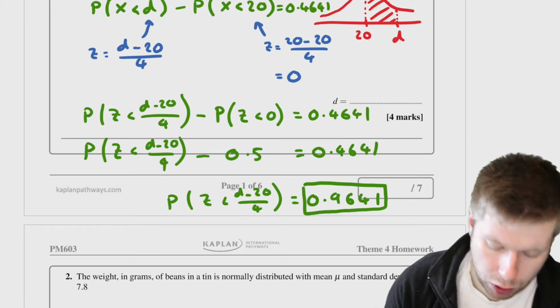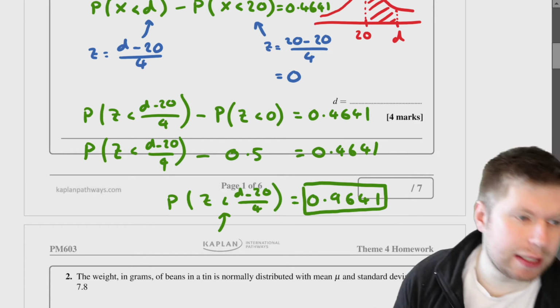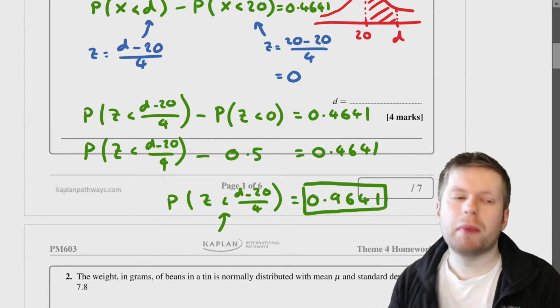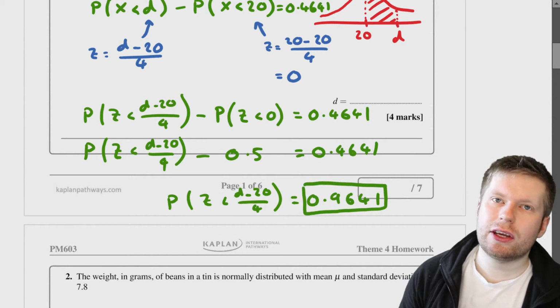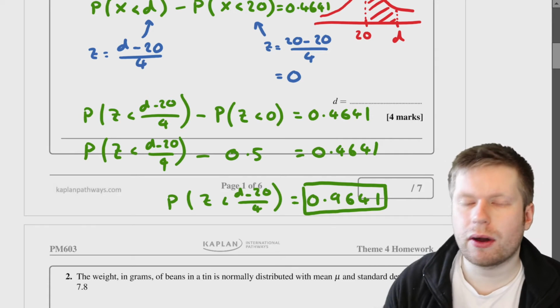And I know that that's what I want because it's a less than probability. Obviously, if it was a greater than probability, I would do my 1 minus. But because it's a less than I'm looking for, I just need to look at how many standard deviations this thing corresponds to, my 0.9641.